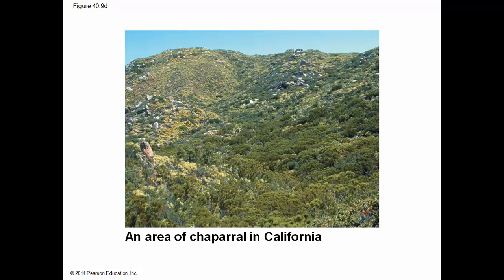This is a chaparral area in California. You can see these little shrub oak. They're oak trees, but they're very small. All the vegetation is pretty low to the ground here, and it's subject to frequent burning.